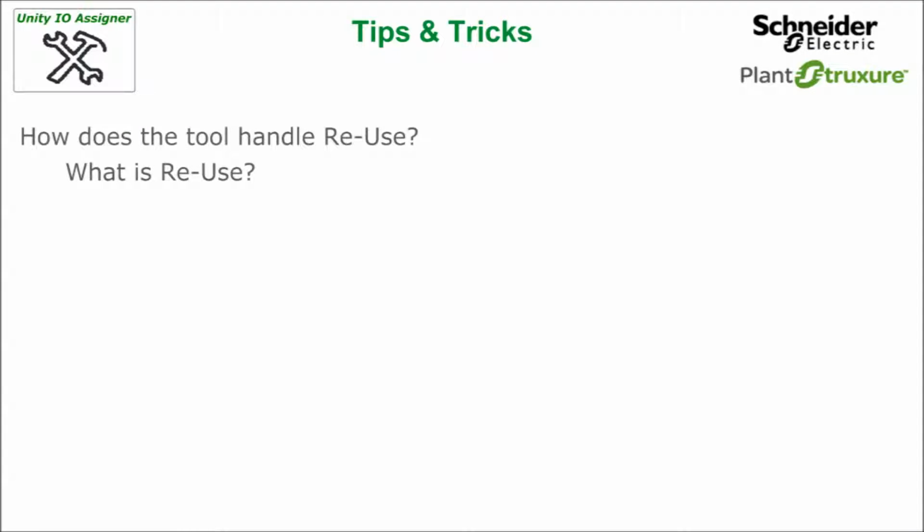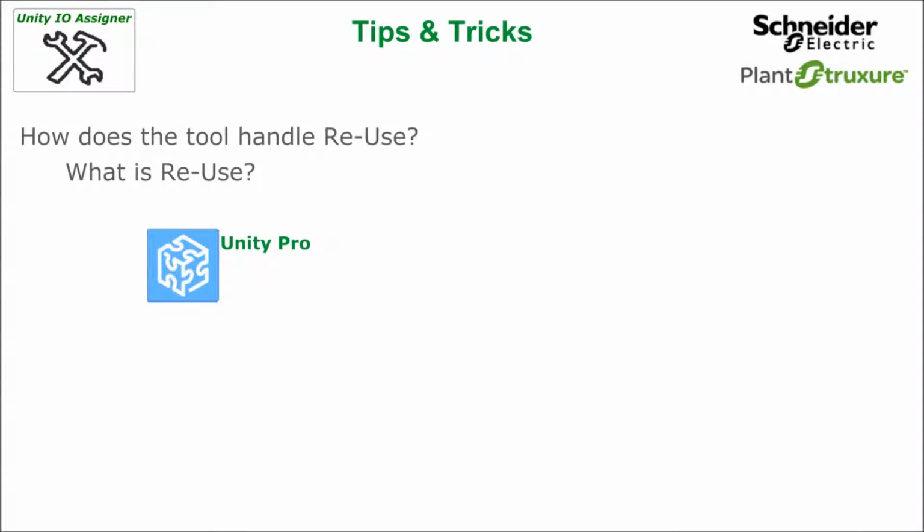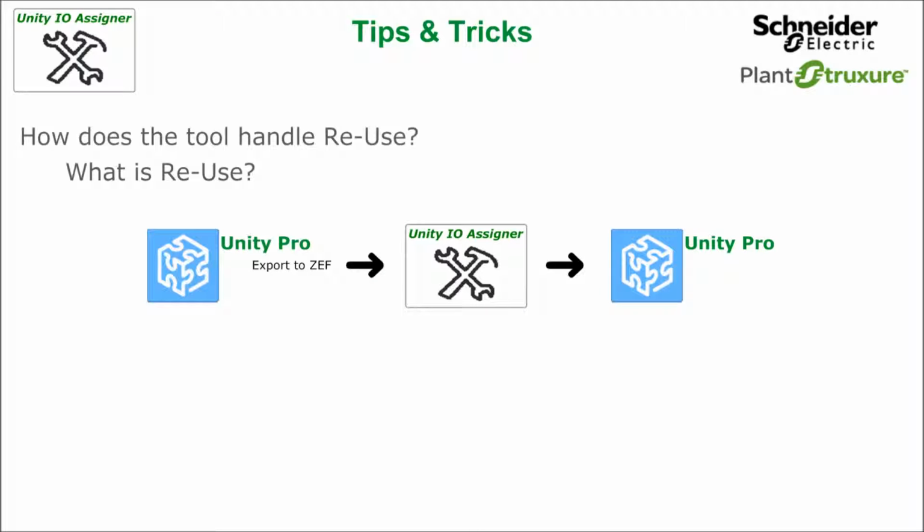What is reuse? This is when a Unity project is run through the Unity I/O Assigner and then modified, which can include changes to the hardware configuration, data or variable modifications, and code changes, and then run through the Unity I/O Assigner again. The important aspect of this tip is to understand that the validity of the output resulting from reuse is dependent on which Unity I/O Assigner features have been executed.